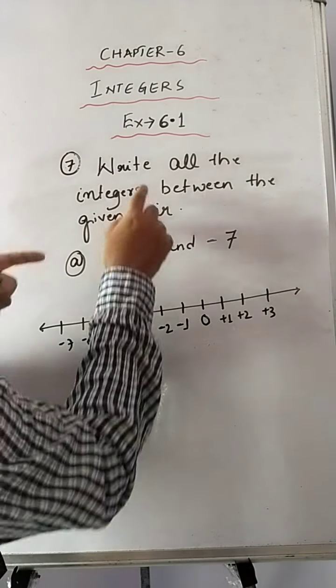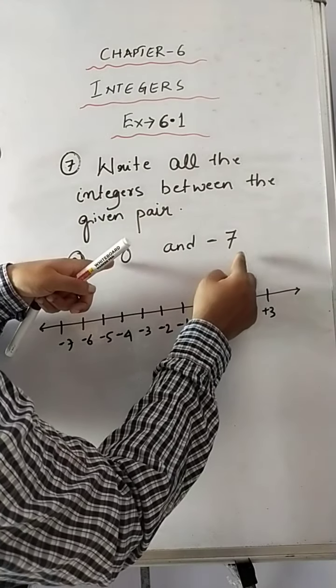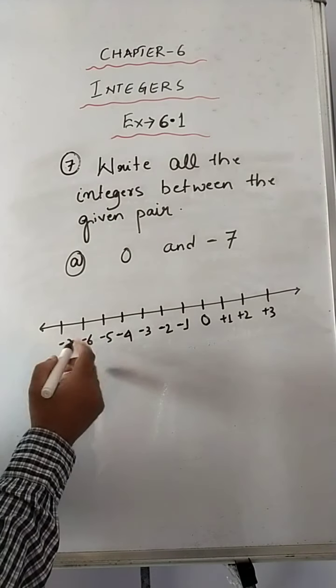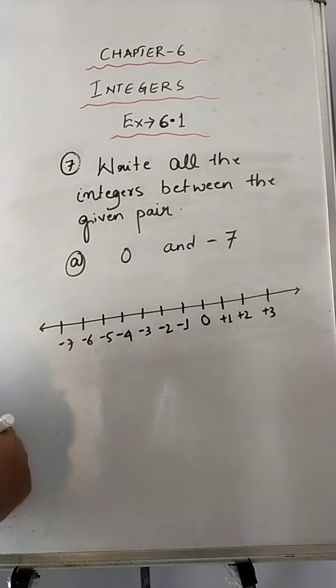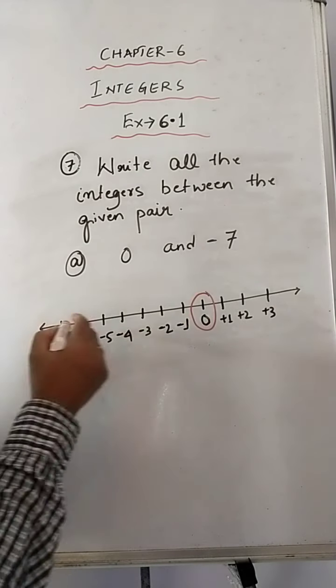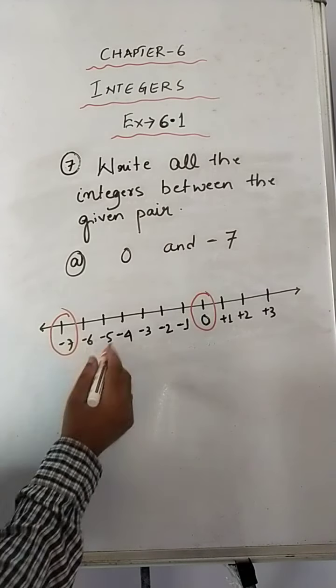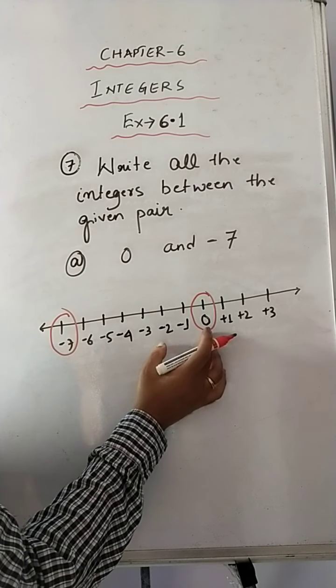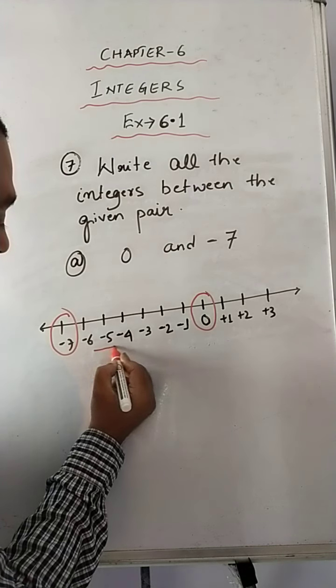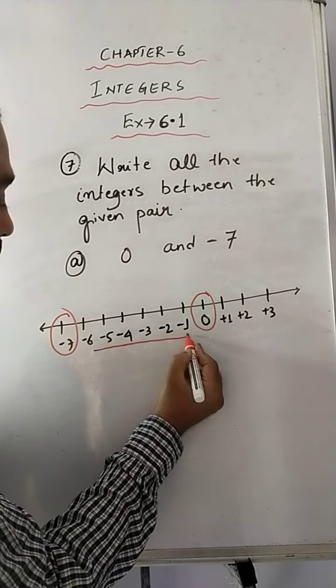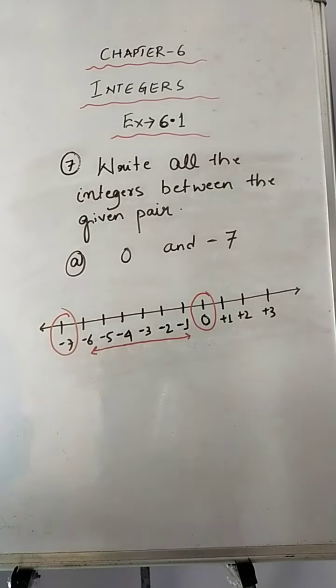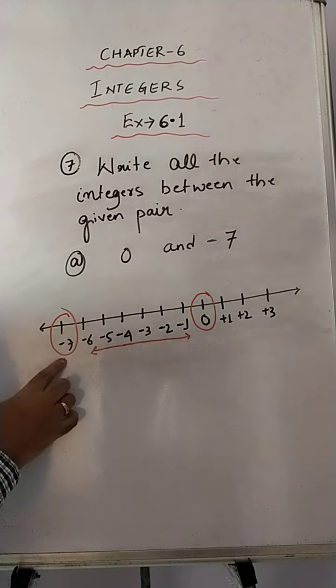Now, what is the question? They have asked to write all the integers in between 0 and minus 7. So this is 0, isn't it? 0 and minus 7. So you have to write all the integers which fall in between 0 and minus 7. So these are all the integers, students. These are all the integers which fall in between 0 and minus 7.